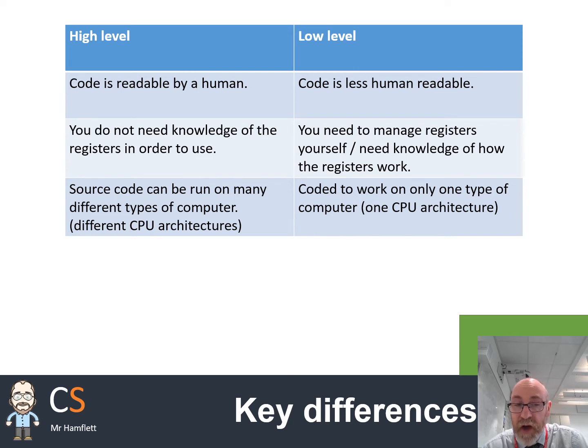Source code can be run on many different types of computers. So what I mean by that is you might be able to run it on a Mac or a PC or mobile phone and things like that. Formally, we say there are different CPU architectures. So the type of CPU you will find in a phone is different to the type of CPU you might find in a laptop or a desktop computer. Low-level languages, however, are designed to work on only one type of system. So you will only be able to run on one CPU architecture only. You will be using commands that are very specific to that CPU architecture, and therefore it won't work on any different ones.